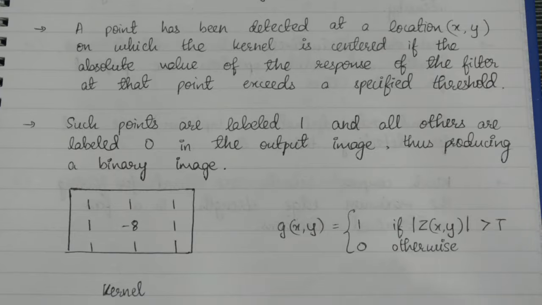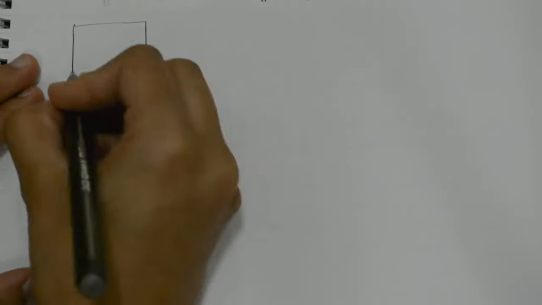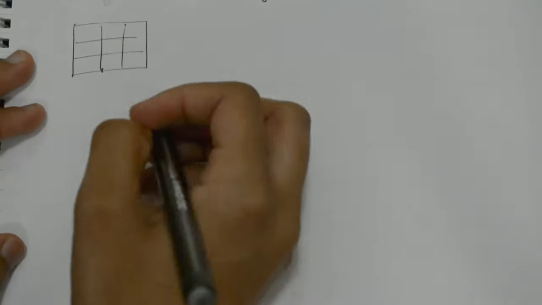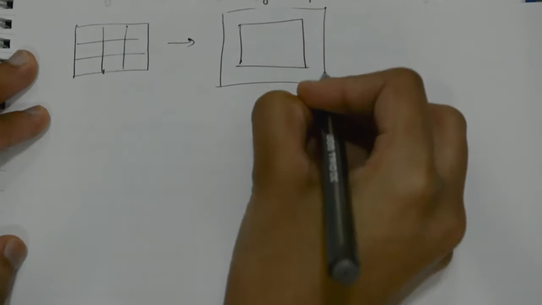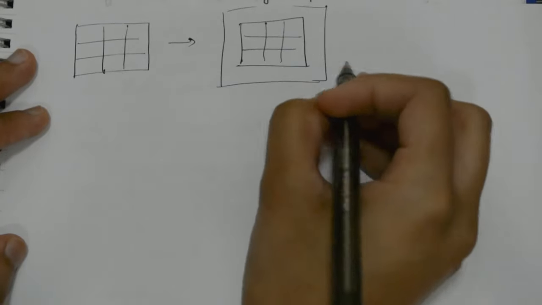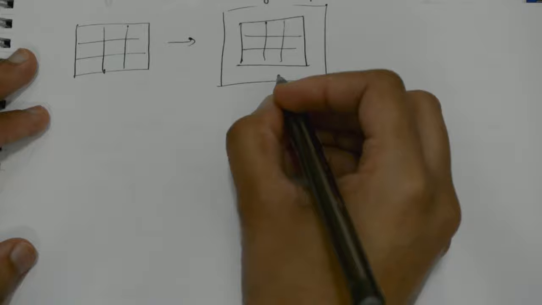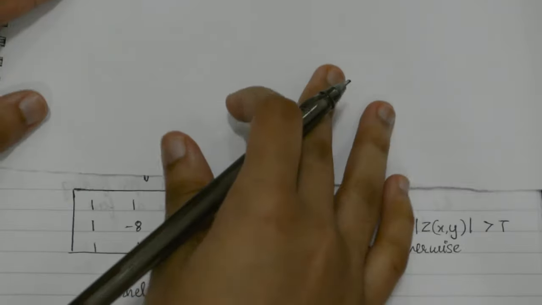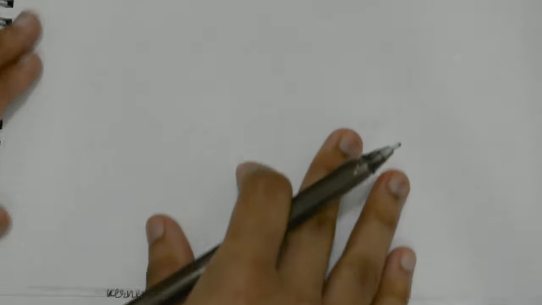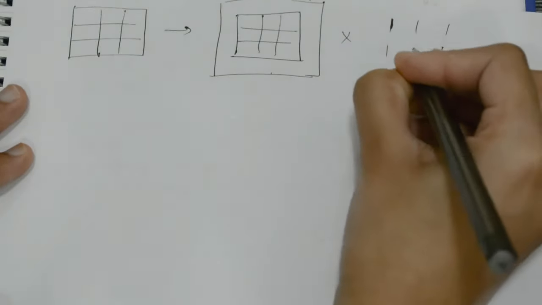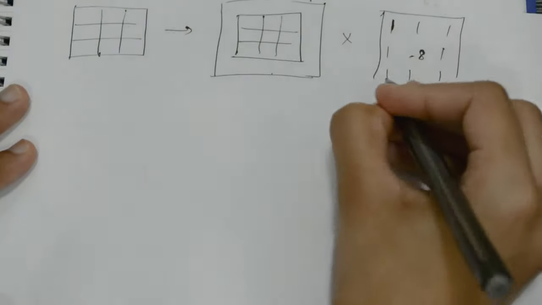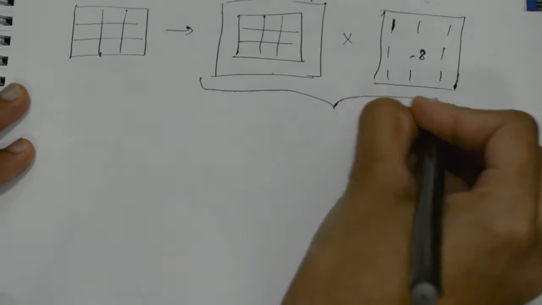Now what does all of this mean? Suppose we have our input image, a 3x3 input image. What will be our first step? We do padding of some sort, so we'll get our padded image. We can use any sort of padding: zero padding, pixel replication, any sort of padding. Once we get the result from it, we'll use the mask. For point detection, we'll apply the same mask on the image.